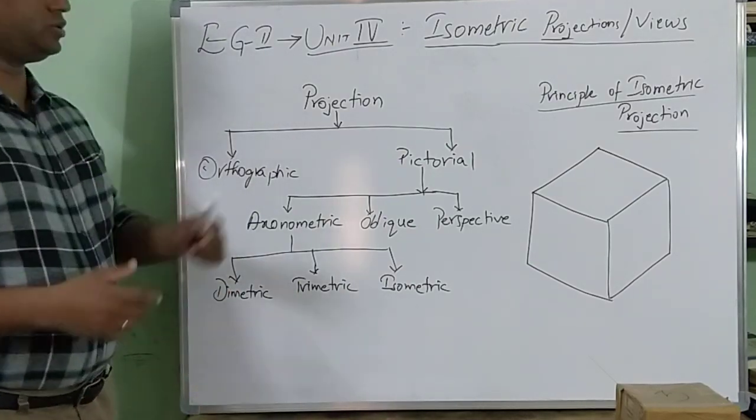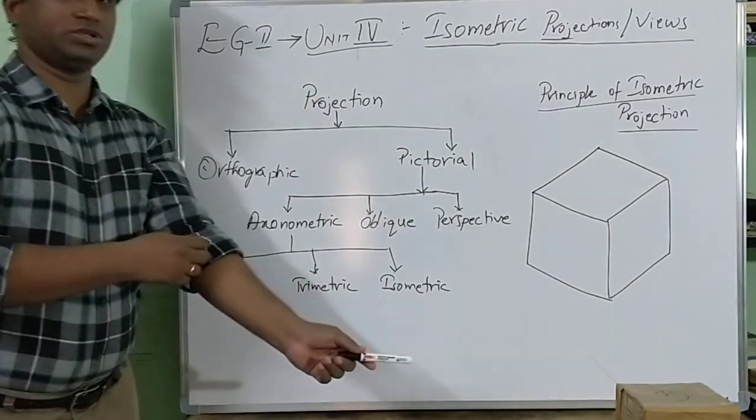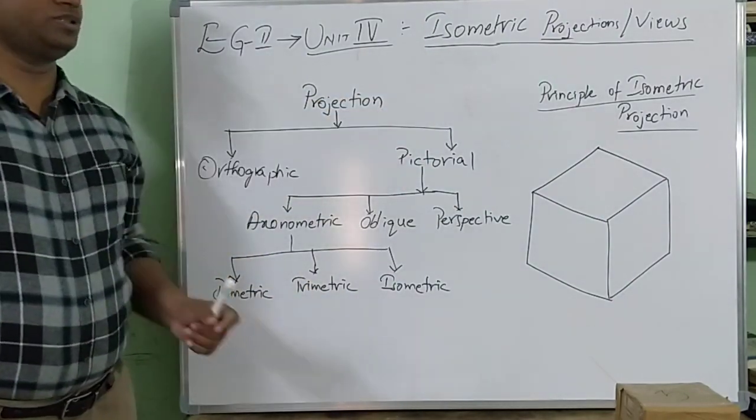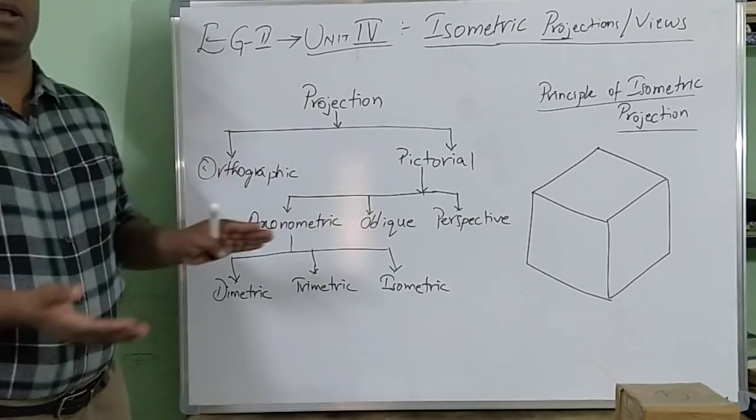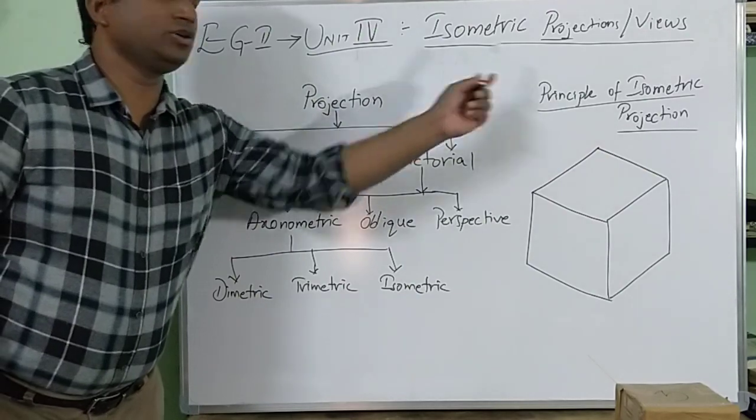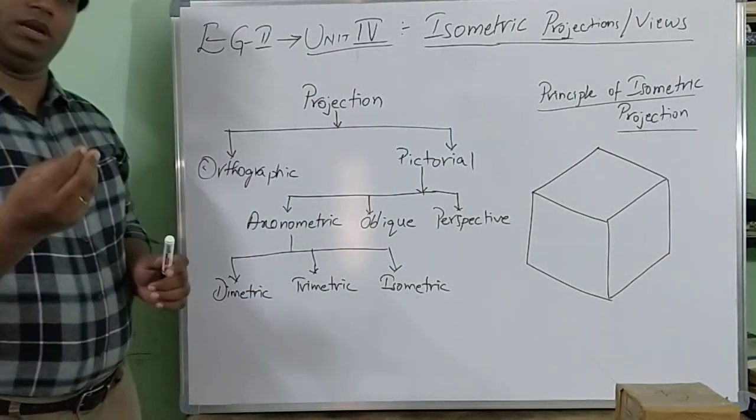We are discussing unit number 4, isometric projections or views. Unit 4 content, our topic, is isometric projections. Before proceeding as per the content, we would like to know what isometric projection is. What is its meaning?